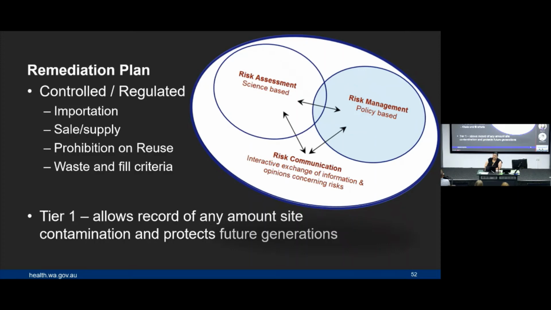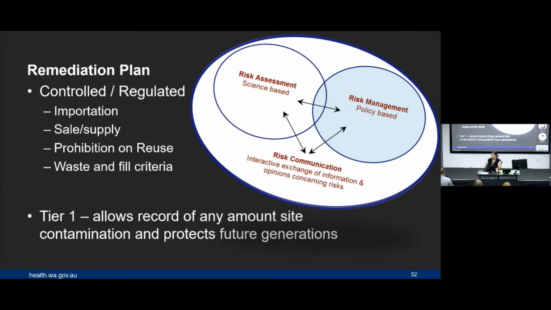So when you're moving material off site, you need to be aware that it's controlled, and when you're managing material on site, you need to be aware that it's a controlled material. So you've done your risk assessment, and that's science-based, but when you get to your risk management plan, your remediation plan, you need to consider all the other elements, all the other policy, governance elements, what's acceptable to stakeholders, etc.